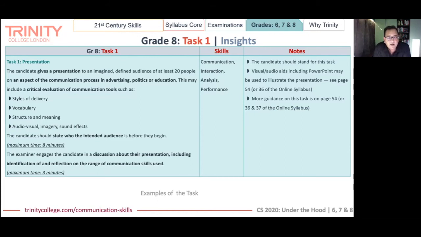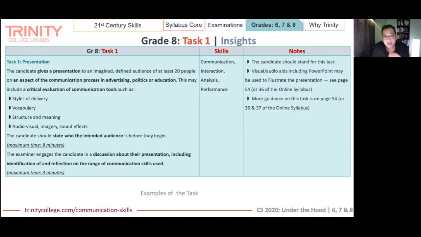So here we're looking at an advertisement, where the candidate gives a presentation to an imagined defined audience of at least 20 people on an aspect of the communication process in advertising, politics, or education. So you pick one. Normally, I think everybody ends up picking advertising because it's very interesting, fun, very dynamic. And this may include a critical evaluation of the communication tools. So you can look at tools such as styles of delivery, or the vocabulary, or structure and meaning, or audiovisual imagery and sound effects. So even, for instance, if you're using a Hindi advertisement, you could take an element out of it that does not necessarily have to do with the language only. You could look at so many other things.